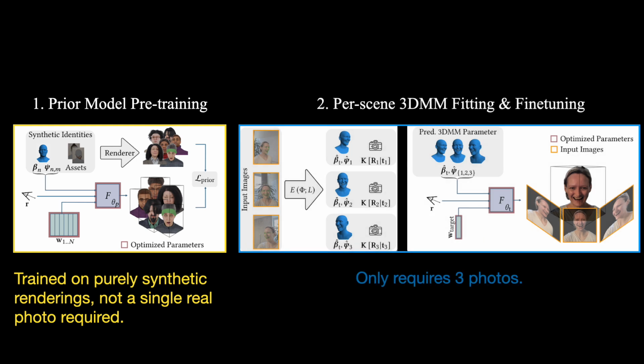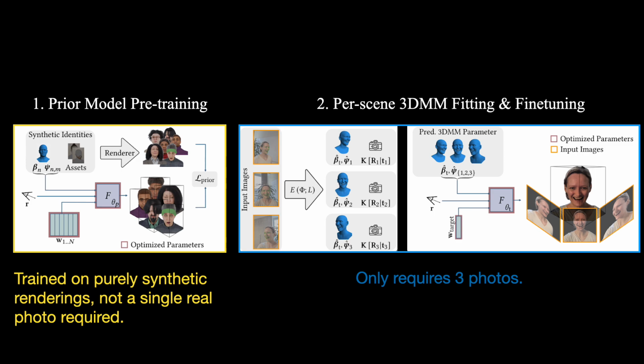Our pipeline consists of 2 steps. The first step is a pre-training step. We train a prior model on purely synthetic data. In this step, the model never sees any real photograph. In the second step, we perform a per-scene fine-tuning. This means we capture 3 images of the target subject and then we fine-tune the model.